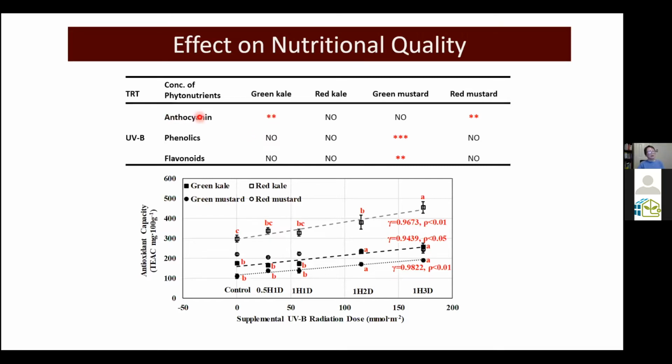For example, anthocyanin we only see in green kale and red mustard. And for phenolics and flavonoids, we didn't see this positive effect except in green mustard. For the antioxidant capacity, which is the total of a lot of other nutritional quality parameters, we still see the linear increase as you increase the dose, except for red mustard.